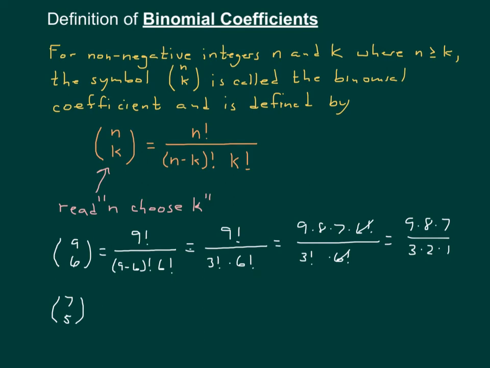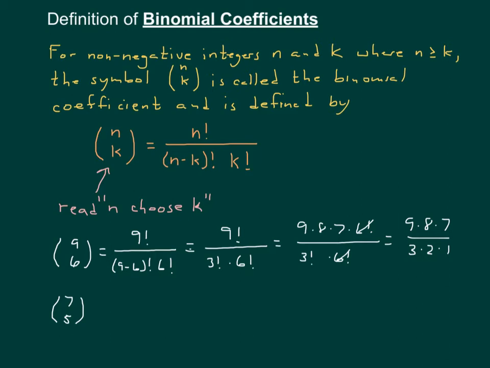So what we have here is a definition for binomial coefficients. This is how we can find this. It's for non-negative integers n and k, where n has to be greater than or equal to k. This symbol right here has the parentheses and n and k over it. Kind of looks like one of those vector symbols, but it's not. It is called the binomial coefficient and is defined by this: the symbol is read as n choose k, and n choose k equals n factorial over n minus k factorial times k factorial.